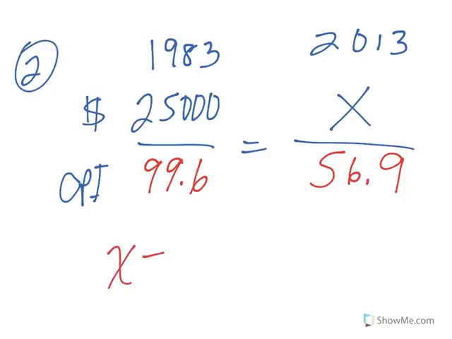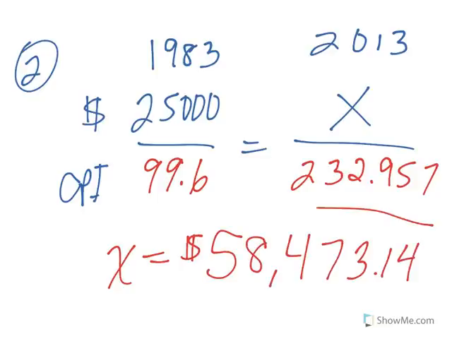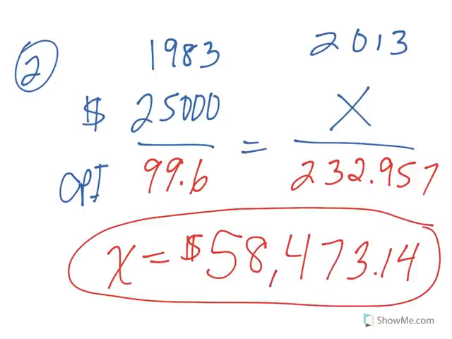Cross multiply, and oh my gosh, I looked at the wrong one. Please forgive me. In 2013, it's 232.957. And so a comparable starting salary would be $58,473.14. So while in 1983 it's like $25,000, well, man, that's not very much. Well, times have changed. 30 years later, you'd be making $58,473, and let me tell you, that is nothing to sneeze at, right? But number 3 is very similar to this.